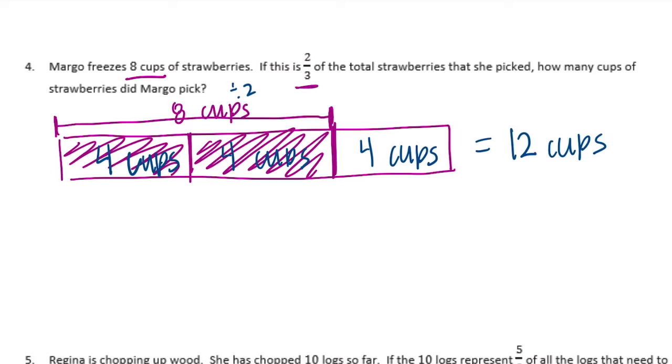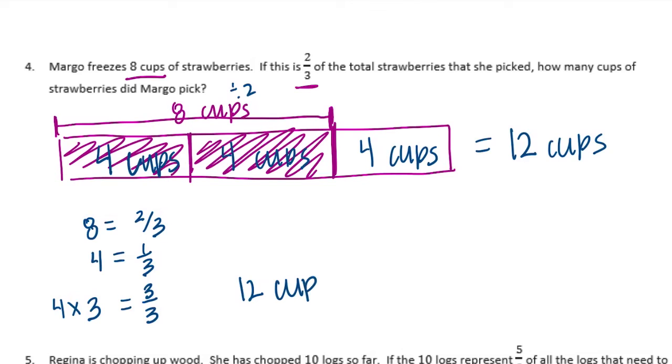So we could have done it without the tape diagram. We know that 8 is equal to 2/3, which means that 4 would be equal to 1/3. So then if we wanted to get 3/3, all we'd have to do is 4 times 3, which is 12 cups.